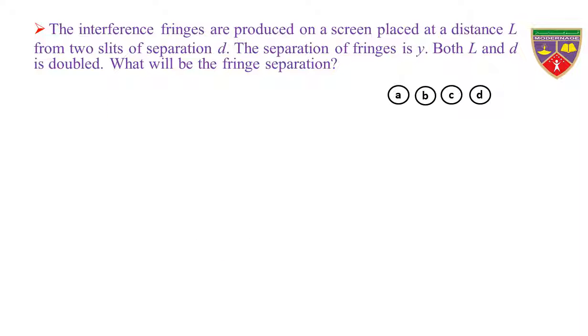Interference fringes are produced on a screen placed at a distance L from two slits of separation d. The separation of fringes is Y. Both L and d are doubled. What will be the fringe separation? Option A, Y; option B, 2Y; option C, 3Y; option D, 4Y. The key is Y. Therefore, the correct option is A.